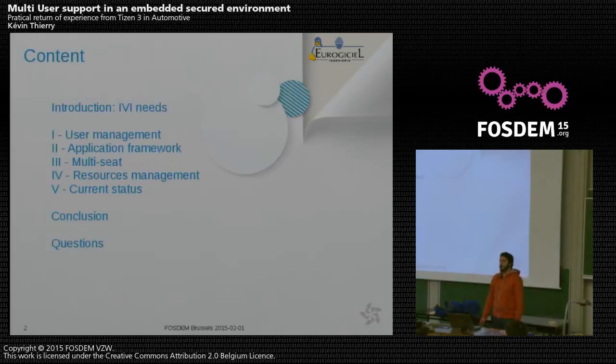So I'm going to first introduce what the needs are for in-vehicle infotainment, and then I'll explain all the parts of the solution we use in Tizen. I will begin with user management, so what are the different kinds of users we have. I will explain the application framework, which is the main part, the most important part. I will then talk about multi-seats, so how do we handle the different seats in a car, especially how do we move from one seat to another.